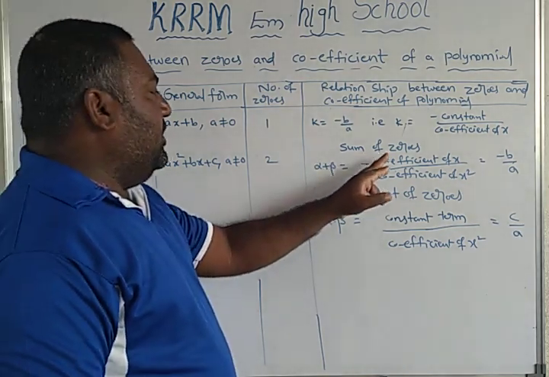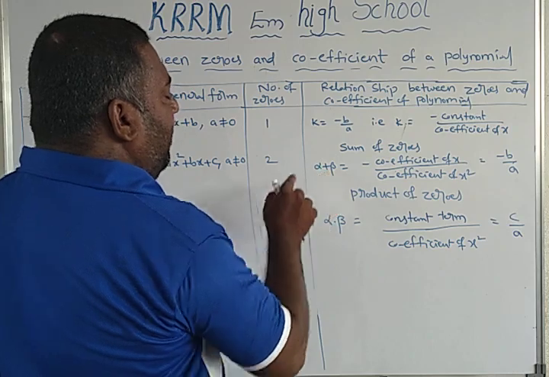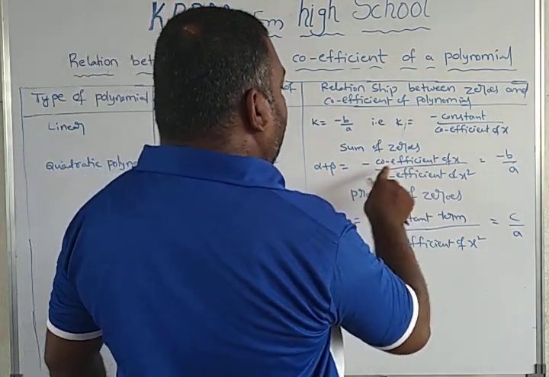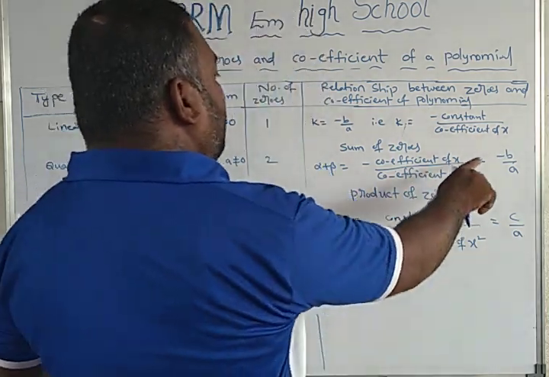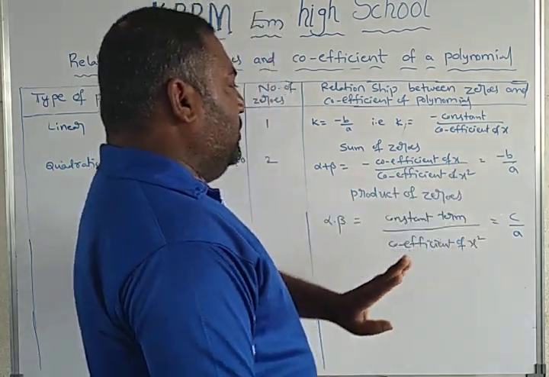So the sum of the zeros is nothing but alpha plus beta. Alpha plus beta is the sum of the zeros, which is equal to minus coefficient of x divided by coefficient of x square, which is equal to minus b by a. So the sum of the zeros is equal to minus b by a.